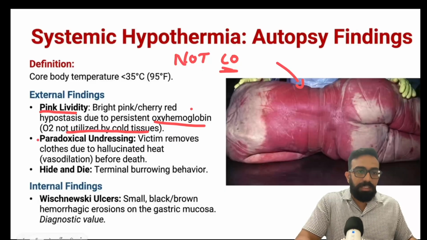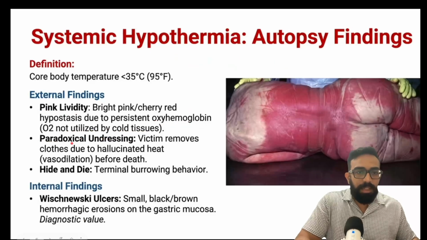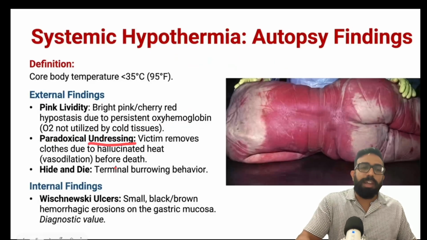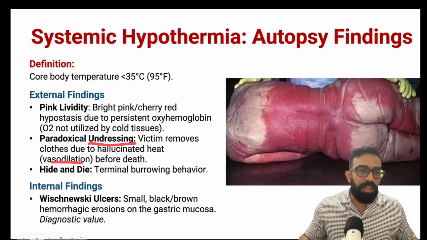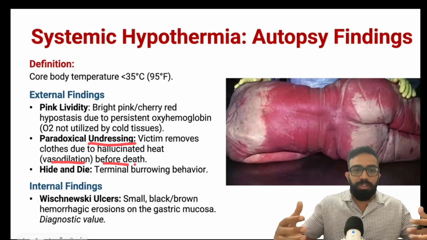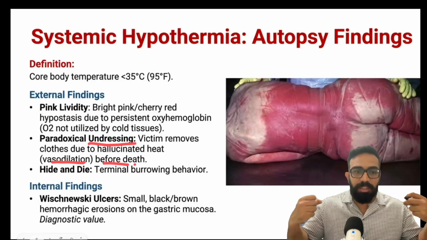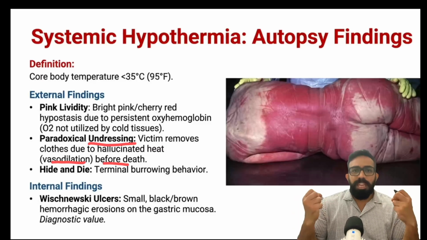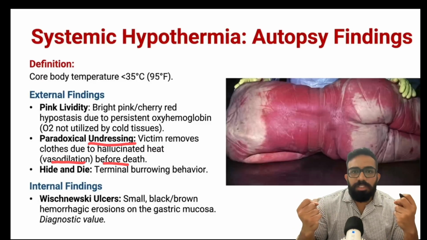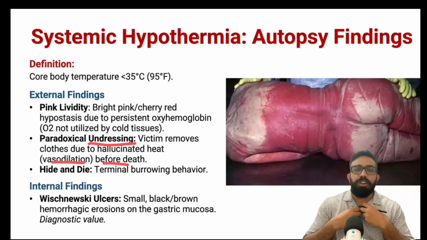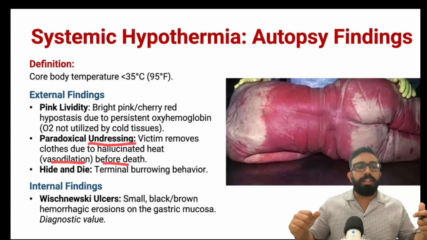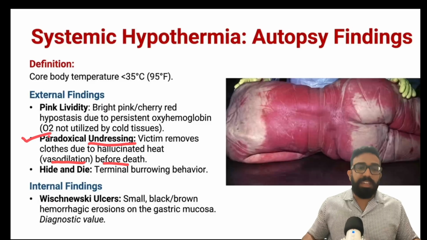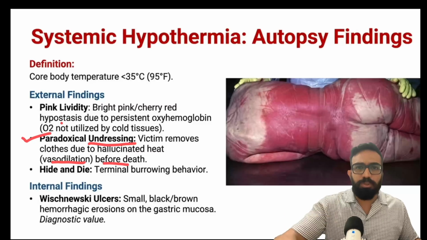Most interesting thing is that there is paradoxical undressing. What we see is a paradoxical undressing behavior. There is vasodilation right before death because of all the oxyhemoglobin, and because of the cold, there is massive vasodilation. This leads to a sort of hallucinated behavior where the person gets hallucinations of heat, and he does paradoxical undressing of himself.